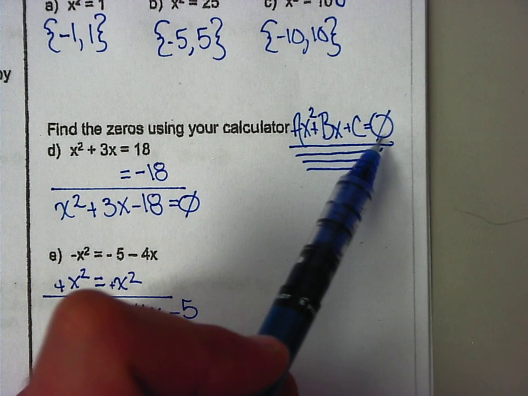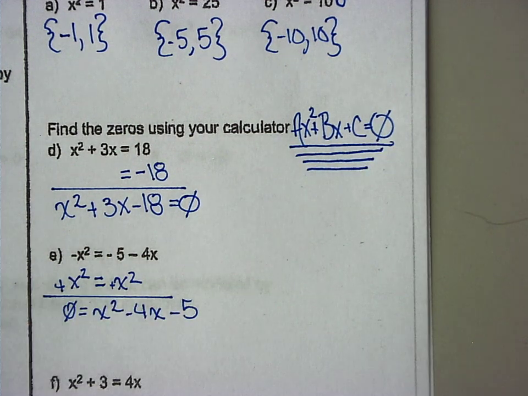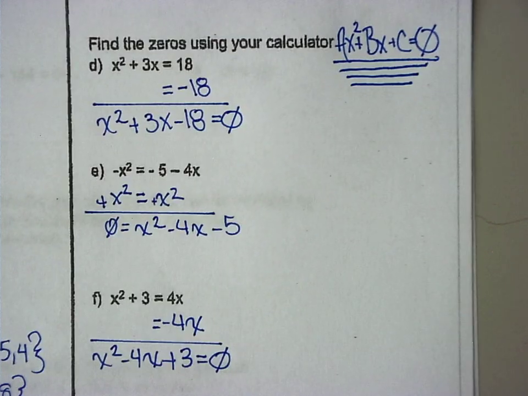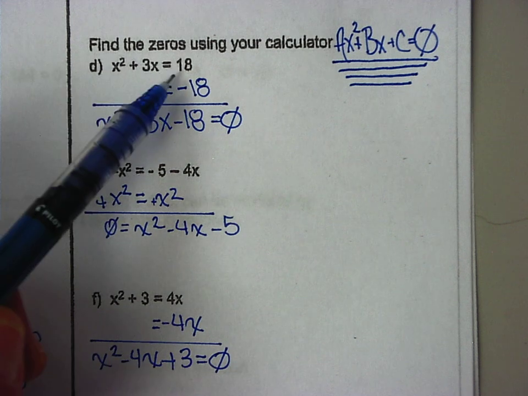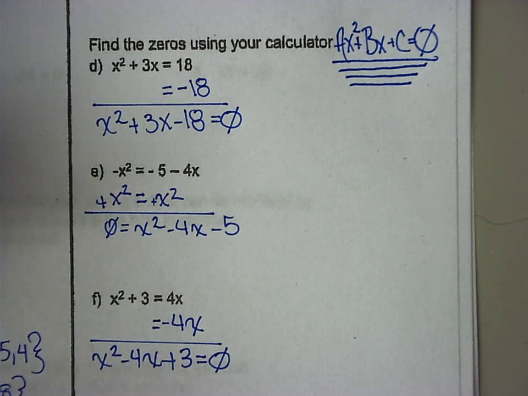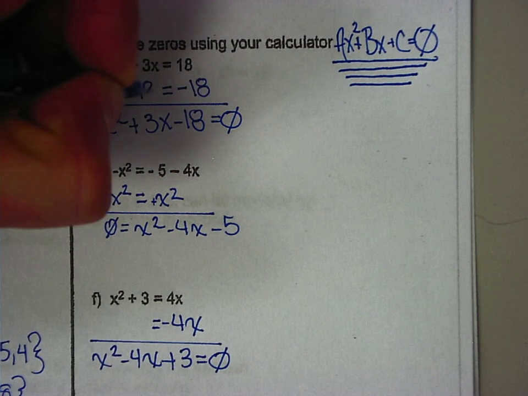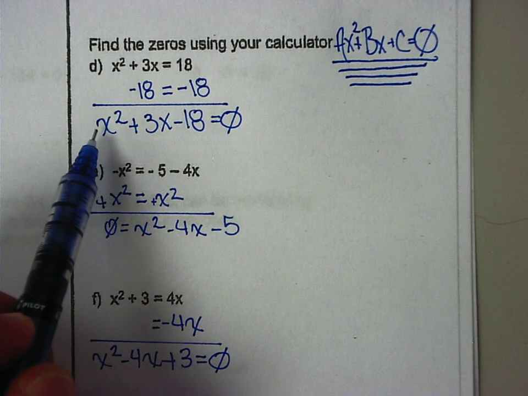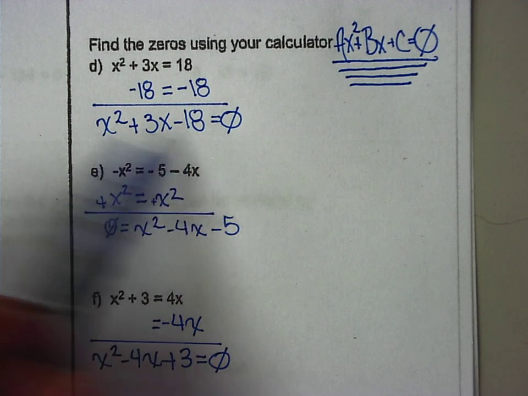They can't be equal to any numbers after them, basically. So for equations D, E, F, and G, what you need to do is make sure that all of them are equal to 0. So for D, I had to subtract the 18 from both sides, and I should have written it on this side to keep it correct. And the final equation I'm going to use to get my coefficients is x squared plus 3x minus 18.